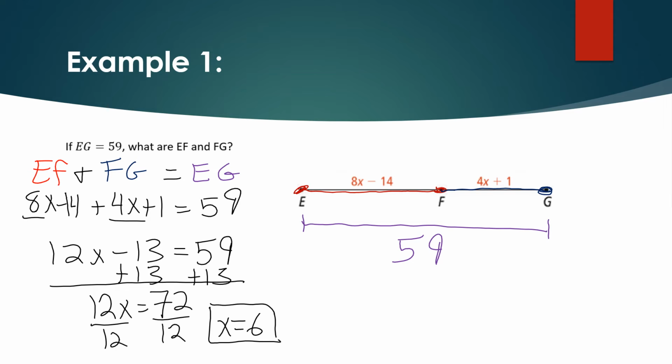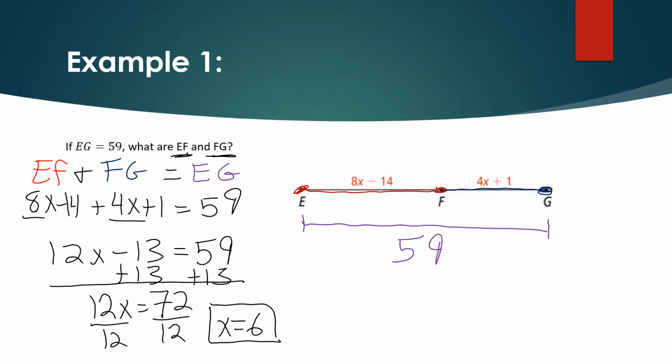Now, here's a mistake that I see all the time as a teacher. This is absolutely right. x equals 6, perfect. The mistake I see is a lot of people will get x equals 6 and move on to the next question. And that's not what we want to do, because we didn't answer the question. They asked what are EF and FG. They don't care what x is. We just needed to know that in order to find EF and FG.